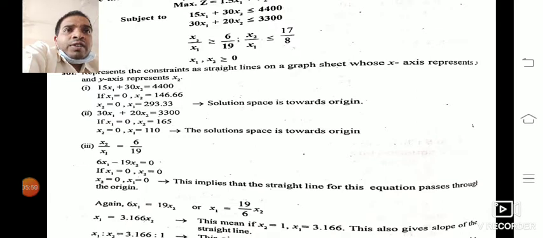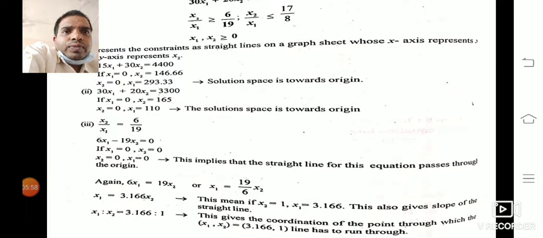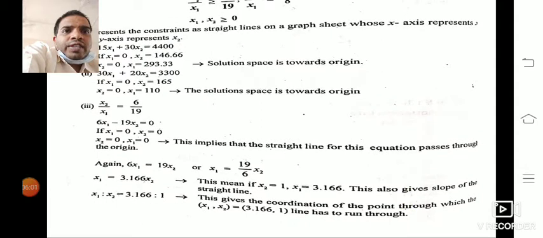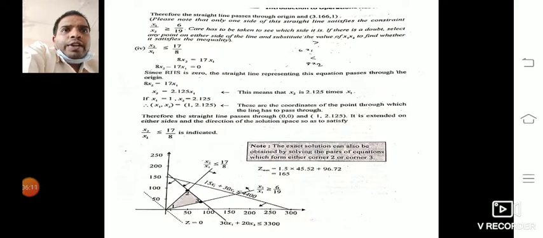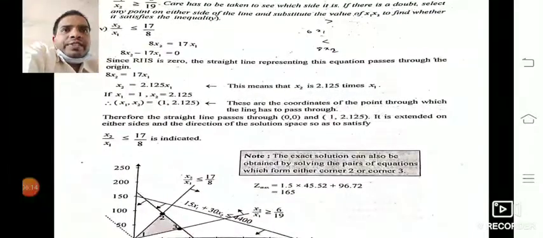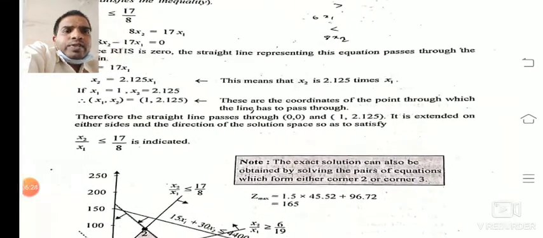Here the greater than or equal sign is there, which says the feasible solution space is away from the origin. We get x1 equals 3.166 and x2 is 1. Similarly do it for x2 by x1 equals 17 by 8. Here we get x1 equals 1 and x2 equals 2.125. It is also saying that the feasible solution is away from the origin.